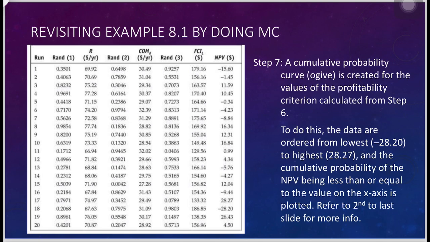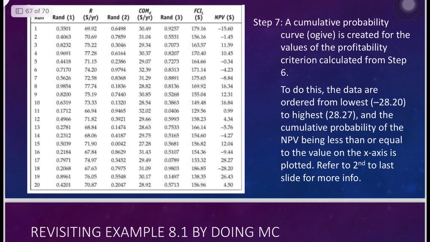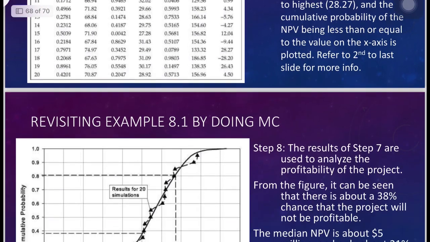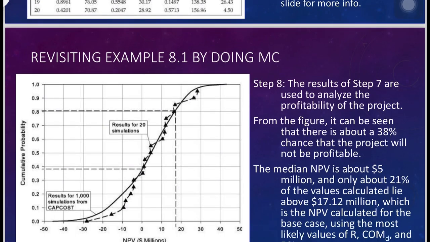All right. So a cumulative probability curve, or the OGIVE, is created for the values of the profitability criterion calculated from step 6. To do this, the data are ordered from the lowest to the highest, and the cumulative probability of the NPV being less than or equal to the value on the x-axis is plotted. So refer to the second to last slide for more info. So this is the second to the last slide.